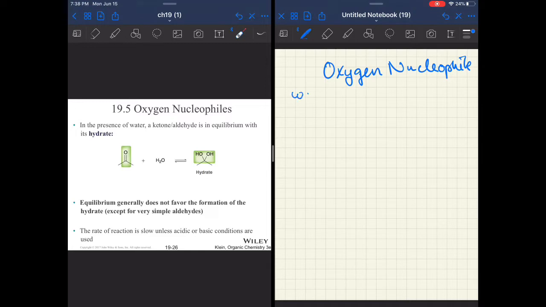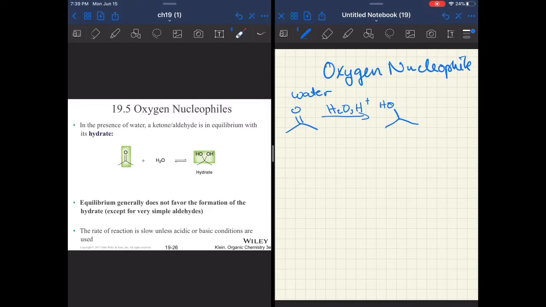So first, let's start off with water. We can take an aldehyde or ketone and we can react it with water. Now, typically you're going to need some sort of catalyst. We're going to focus on the acidic. We will also see that this can happen in basic conditions, but I want us to focus on acid because for this reaction, the basic conditions can get confusing later on.